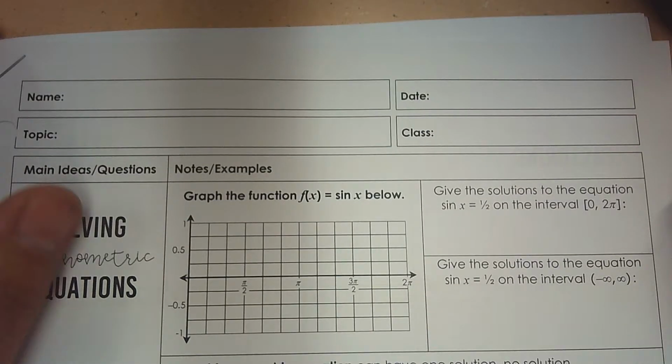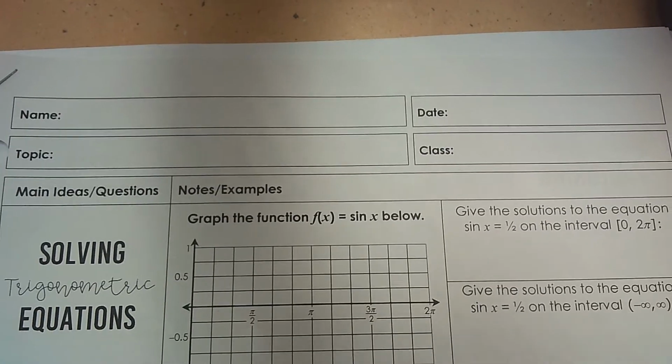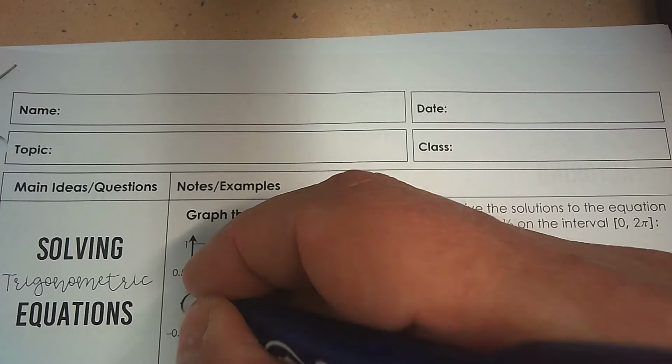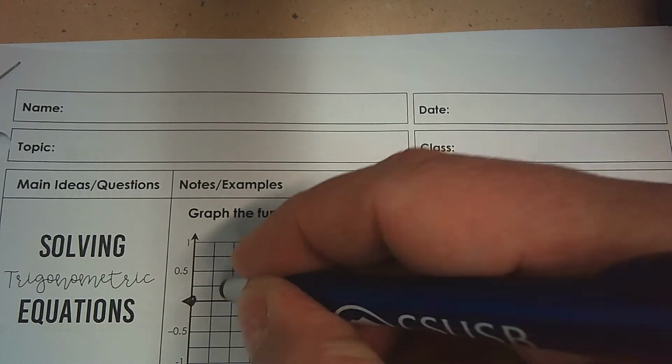All right, here's your lesson on solving trig equations. We're going to start first with a graph. Could you graph sine x below? It starts in the middle, goes to the top, back to the middle, goes to the bottom, back to the middle, and you have your wave.